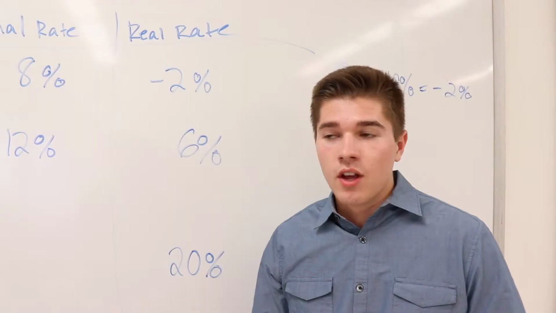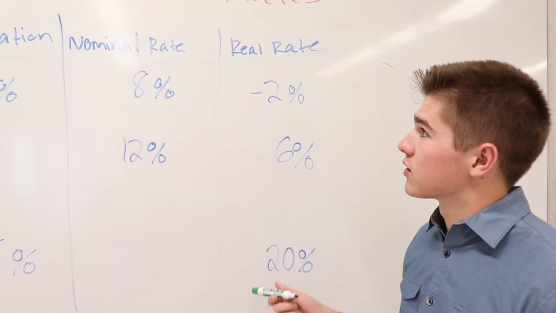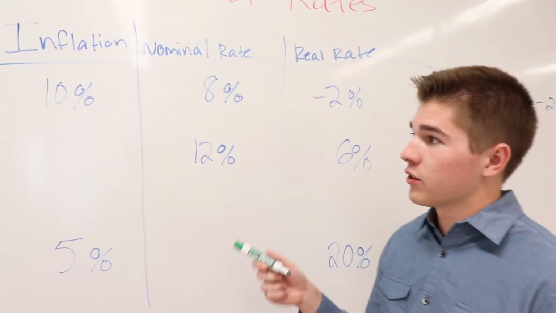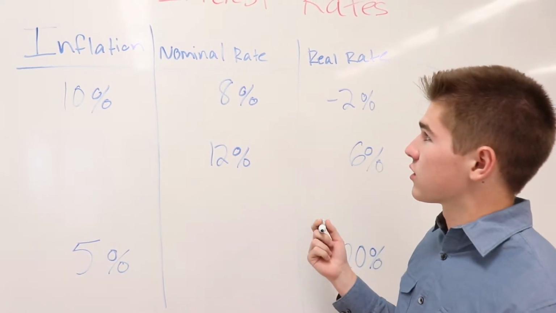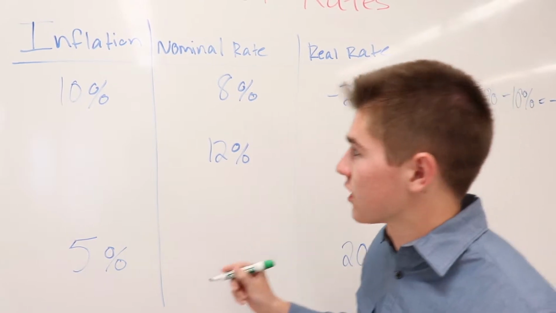Okay guys, so looking at this problem, we know the real rate of interest and the nominal rate, so we're looking for inflation. So you can think to yourself, to find it, what's 12 minus 6? That'd just be 6%.